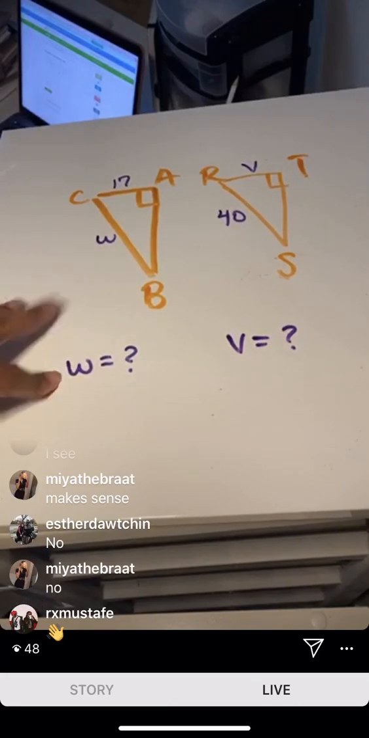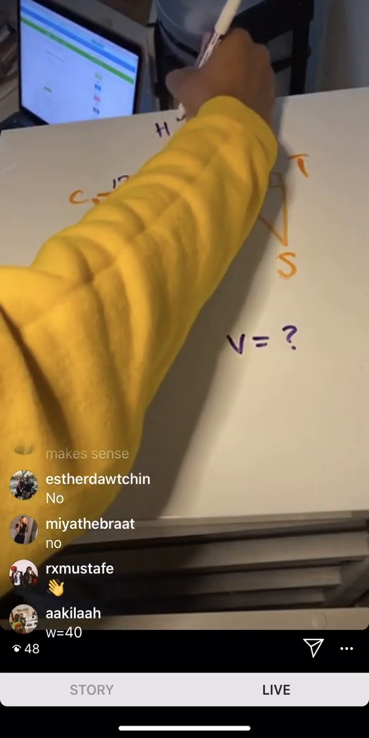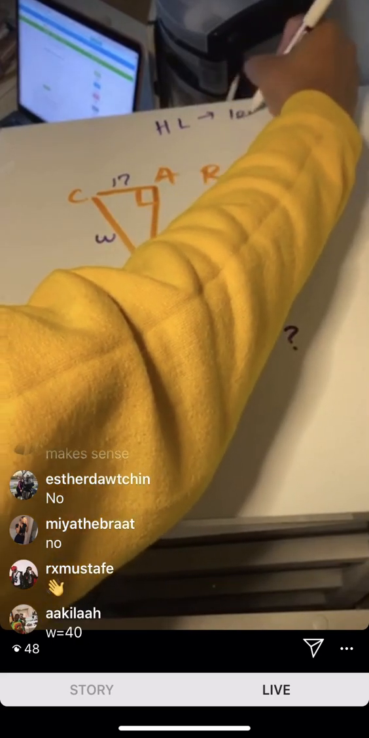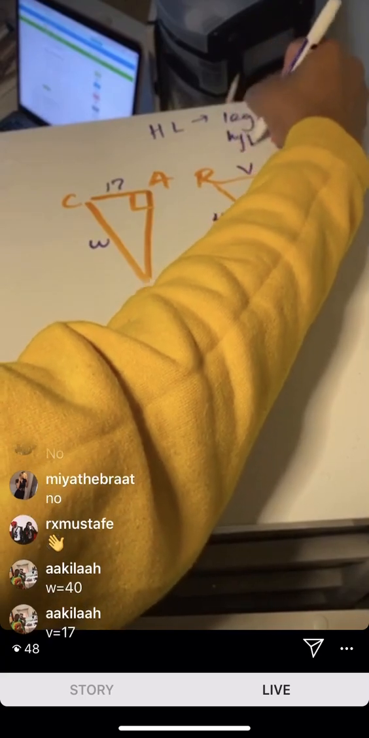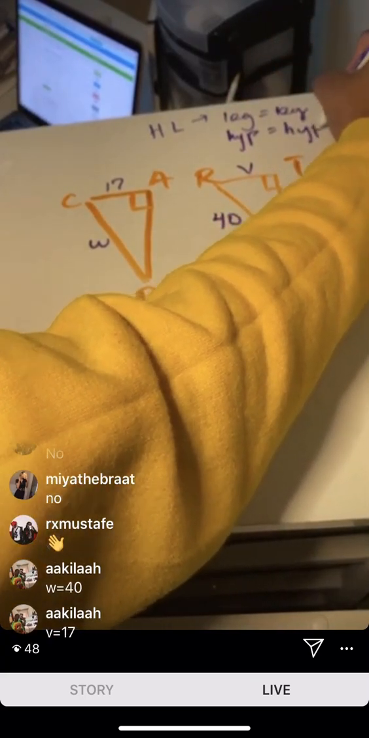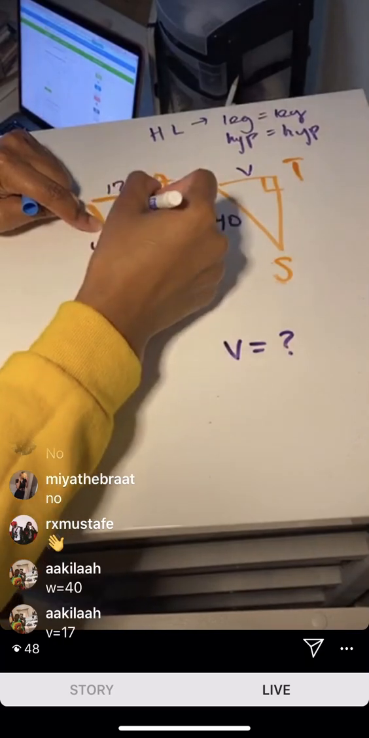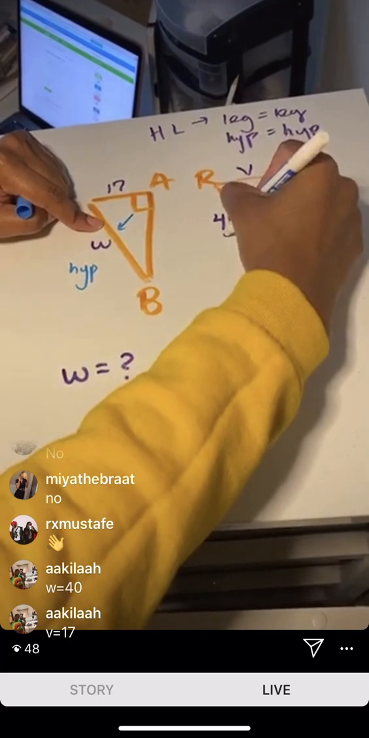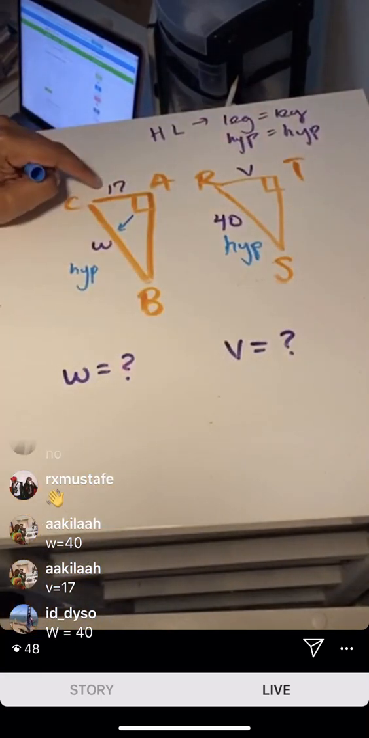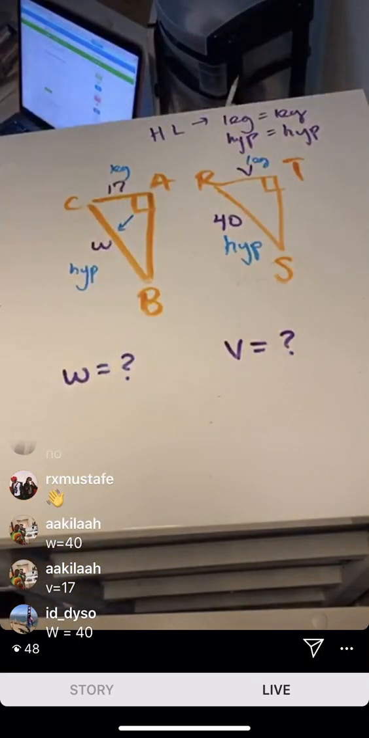So, in order to make these congruent, by hypotenuse leg, the legs have to be equal. So leg has to equal leg. And the hypotenuse has to be equal to the hypotenuse. All right? So that means that this W is a hypotenuse because it's across from the right angle, right? So this hypotenuse must be equal to this one. And this is a leg. So the leg must be equal to the leg.